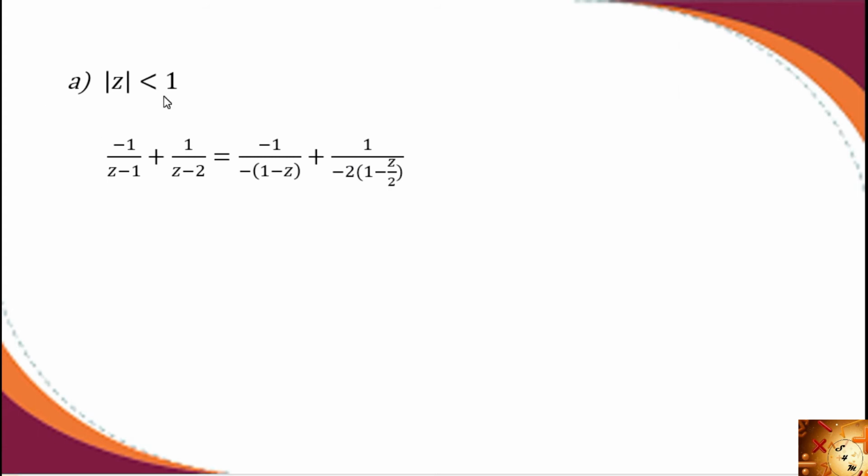All the expansions are valid if mod z less than 1. So here we want to modify like this, that is taking minus outside, it will be of the form 1 minus z plus, in the second portion 1 divided by, taking minus 2 outside, we get 1 minus z by 2. Here minus minus cancel, so this is (1 minus z) whole raised to minus 1 minus 1 by 2 into (1 minus z by 2) whole power minus 1.